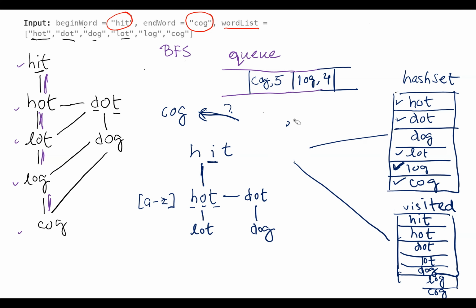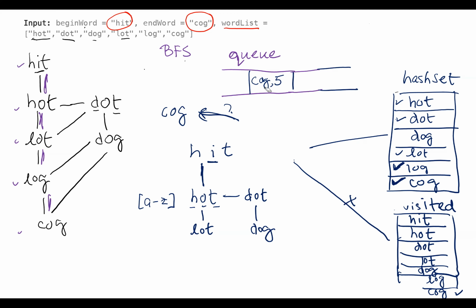Okay, next what I have to take out is log, right? So I will take, as I said, like we in the 4th level, we are taking 2 items out. So I take log out and then log changes to cog, obviously. But the cog, this is in the hash set in the word list, but it's already visited. So I don't put cog again here, right?